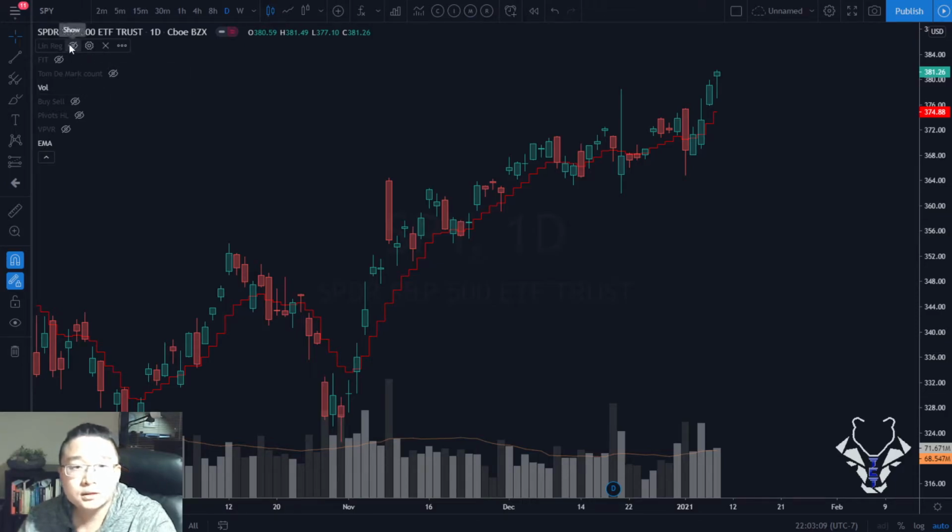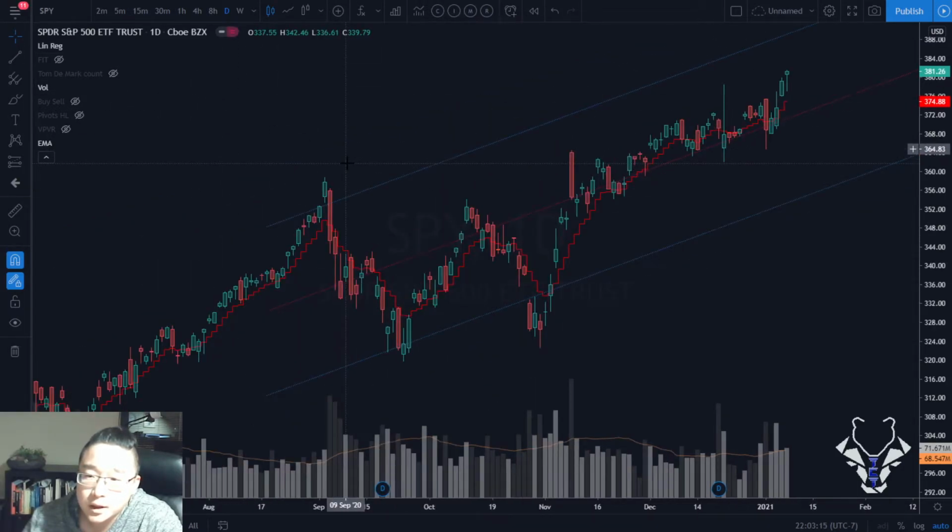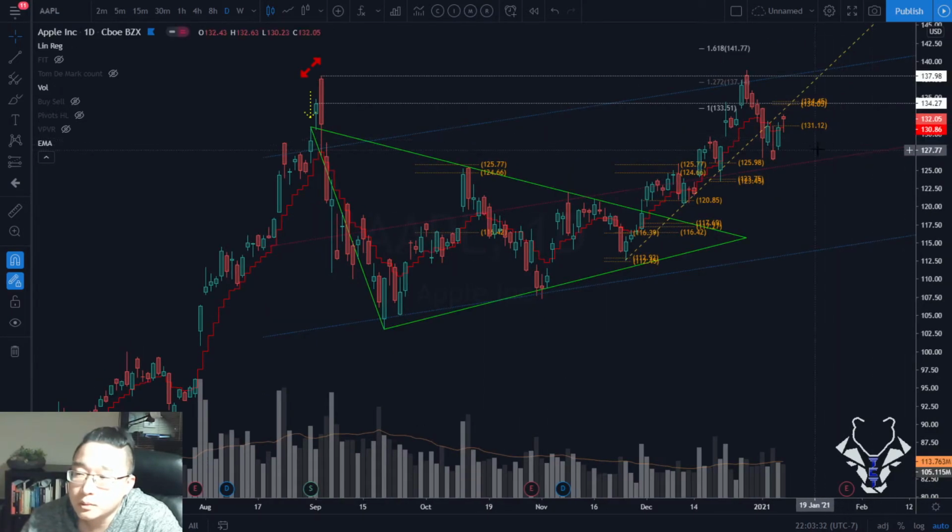The other one I sometimes use is the linear regression. This one is kind of interesting. It's still somewhat in the test phase for me. I found it to work relatively well in most cases, especially if it's within the trend. So let's say, I'm not too sure what chart would make sense. Alright, let's say Apple.